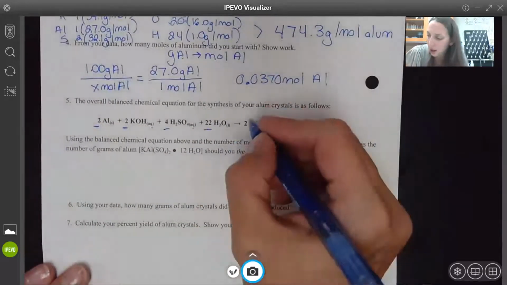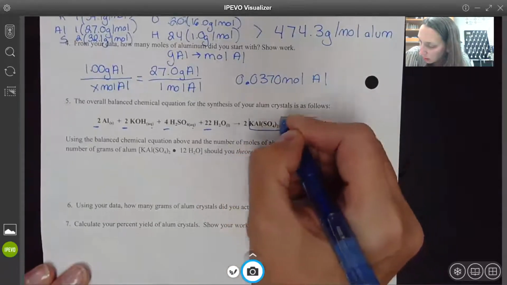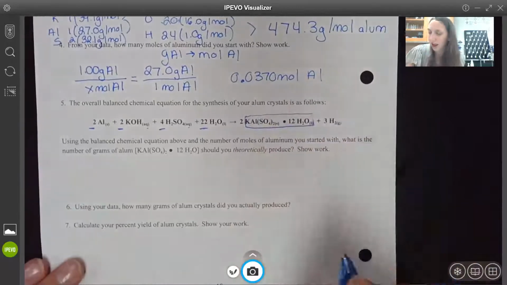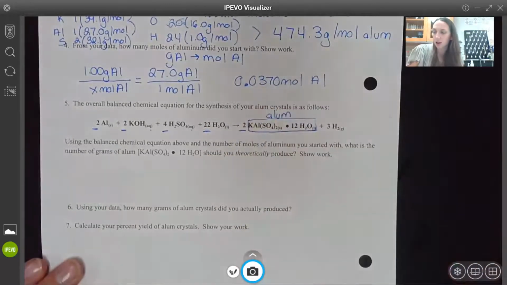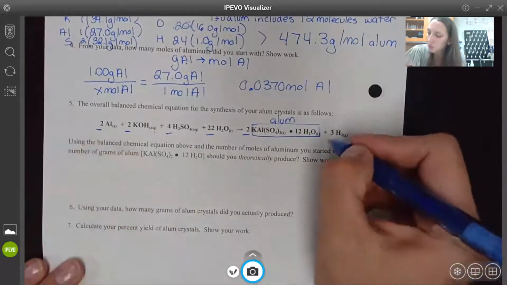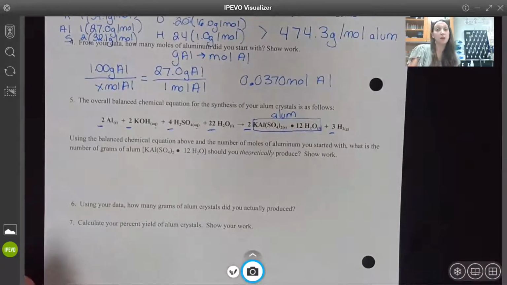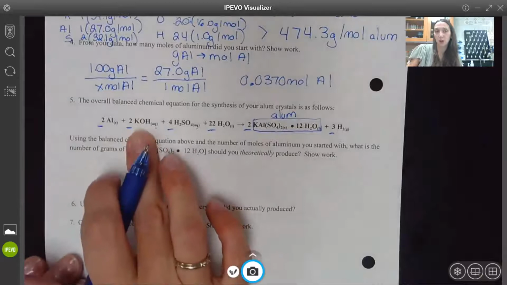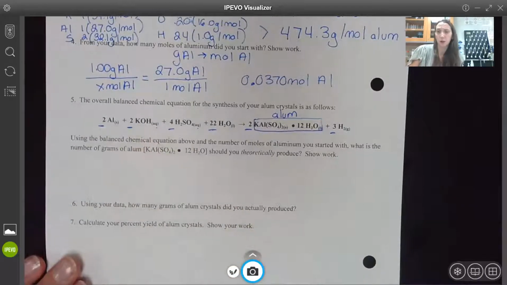Then we made the aluminum into crystals of alum. Here's my alum formula. And I made 2 moles of alum for every 2 moles of aluminum. I also produced 3 moles of hydrogen gas. That was produced during the video with the reaction of the KOH. This is a pretty big balanced chemical equation, but it's done for you.